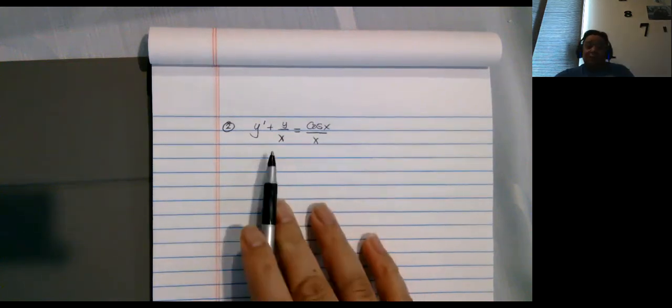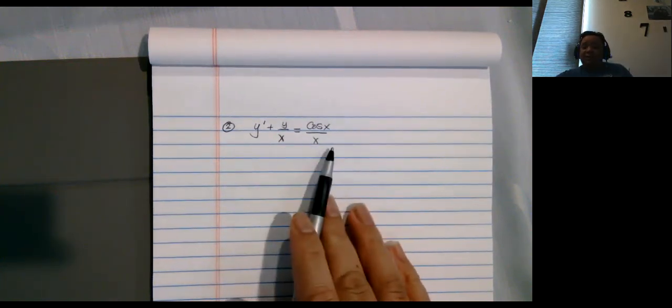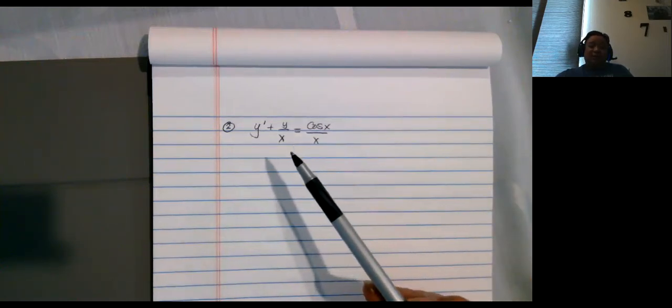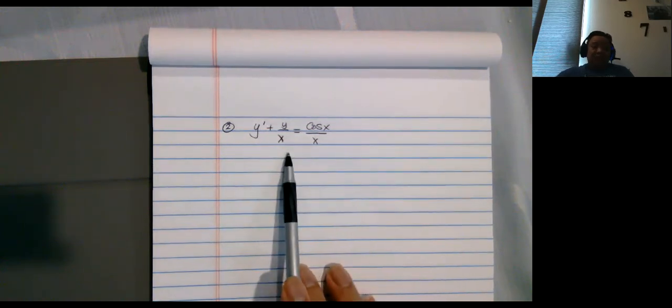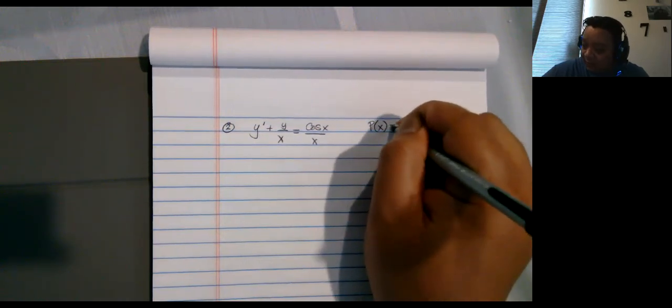So again, this is already linear. That's the first thing you want to check: is it linear? That's why we went through 1.1 and 1.2. I asked you examples: are these equations linear? So in this case, this equation is linear. So you put it in the correct form, which in this case it already is. So what is p of x? So what is p?